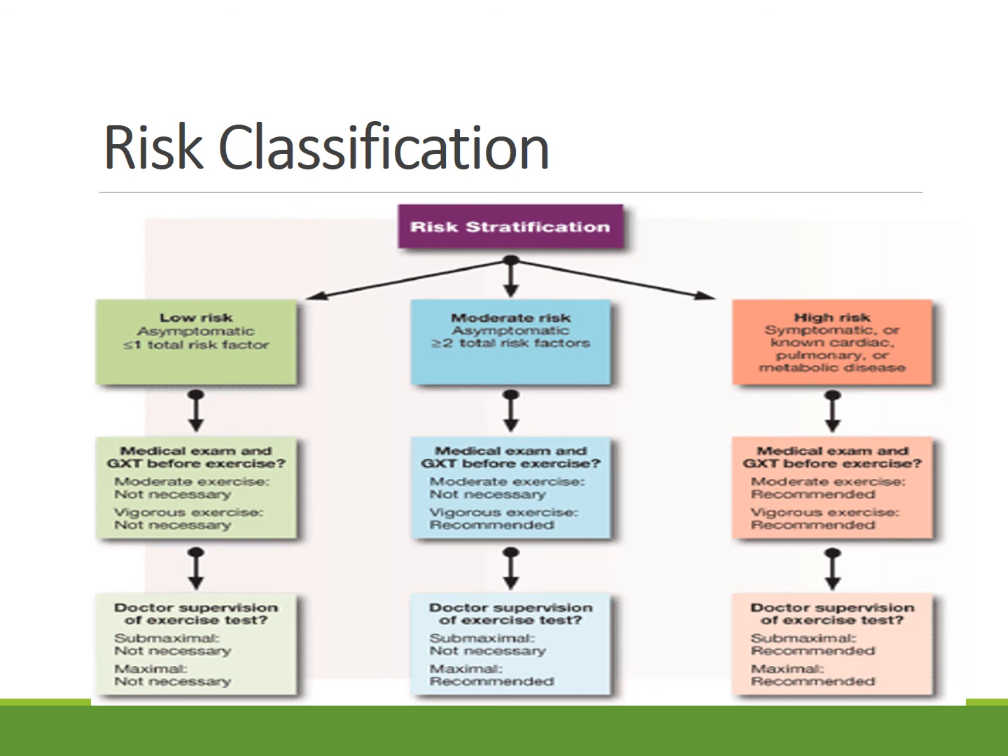So if they have low risk, that means they have no symptoms and they have one or less total risk factors. And according to this classification, they don't need any medical exam or doctor supervision for exercise. I would argue that it's always best to err on the side of caution and always have a medical exam and be under doctor supervision for working out.